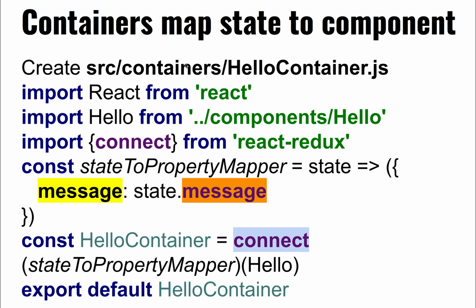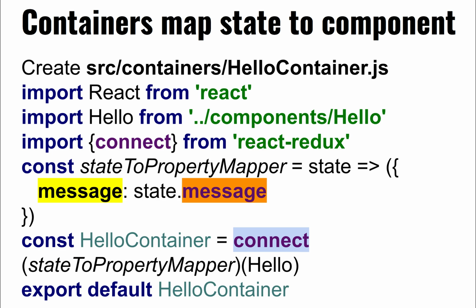Notice that it's going to do the connect. There it is, connect. It's going to connect, as a function, and it takes as argument the hello component that's going to receive the property. Also, the first argument that it takes is a function that we called here the state to property mapper. It's just a function, like we saw earlier. Again, this is part of the plumbing. The function is going to be invoked by the provider.